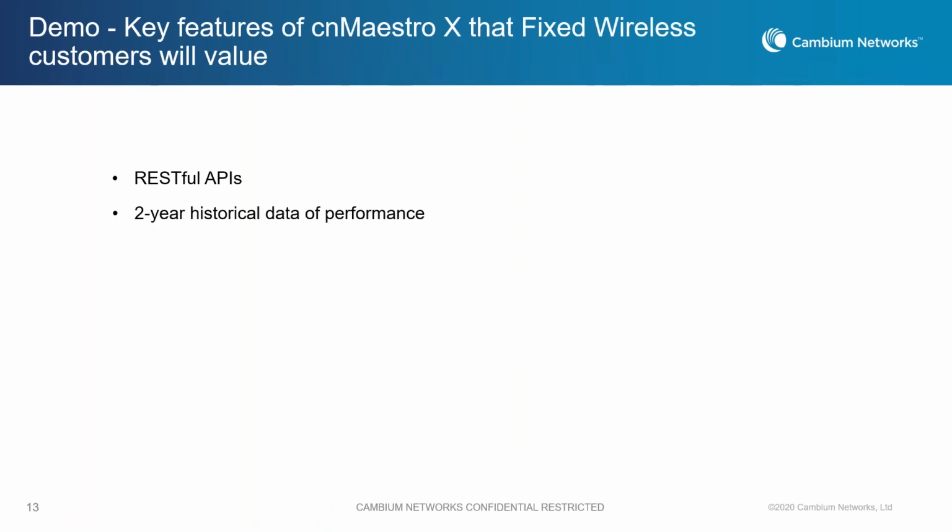The next important feature is the two-year historical data of performance. This gives a fixed wireless customer the flexibility to check how the performance data looked when he was installing a year back. And he can do a comparison between the performance data in a certain period of time.